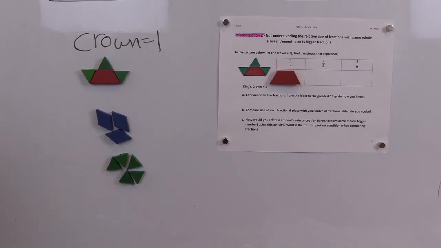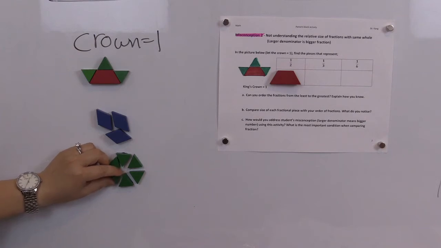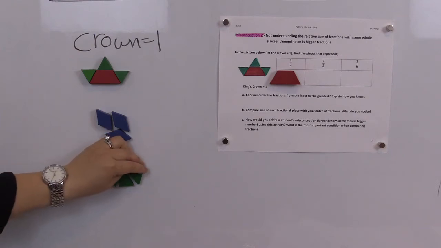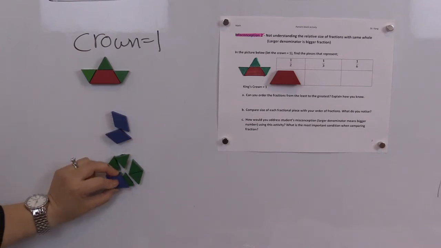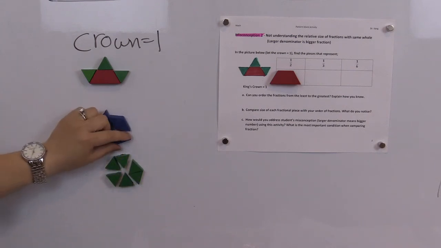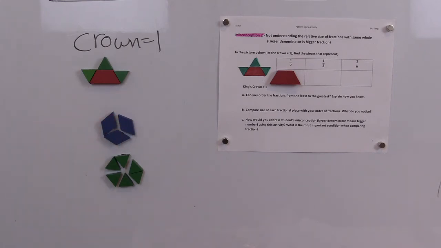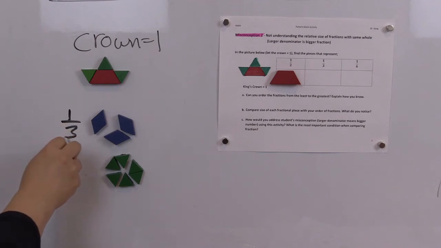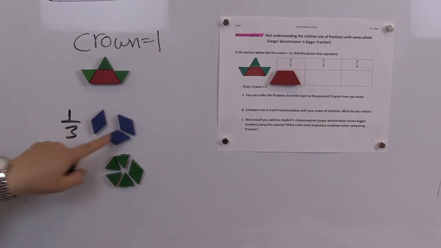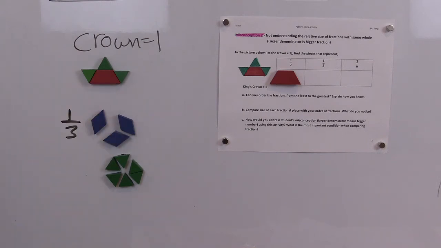The same as this. Right? 6 triangles are the same as 2 trapezoids, or 3 rhombi. 1, 2, 3, right? So I can tell I would need 3 of these to make my 1 whole. So each rhombus represents 1/3. So 1/3, 1/3, 1/3 makes 3/3, which is 1 whole, right?